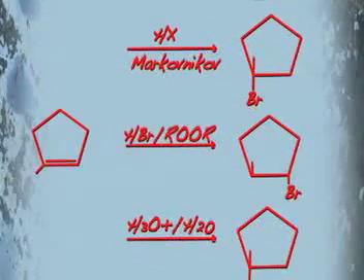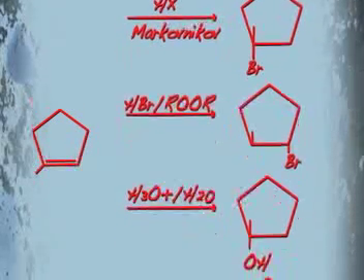HBr with peroxide is an example of anti-Markovnikov. Anti because we should get the Br not on the more highly substituted carbon, but on the other carbon. The Br on this side and the H over here.